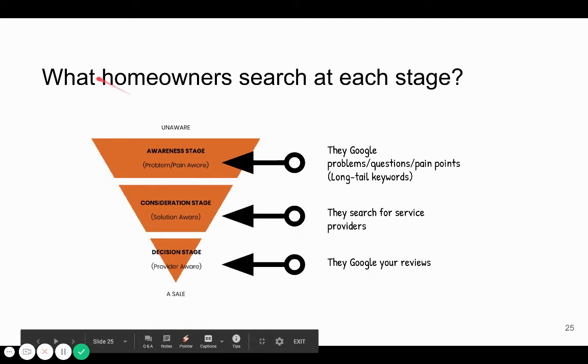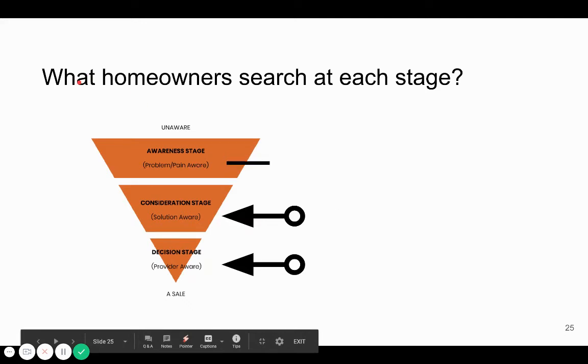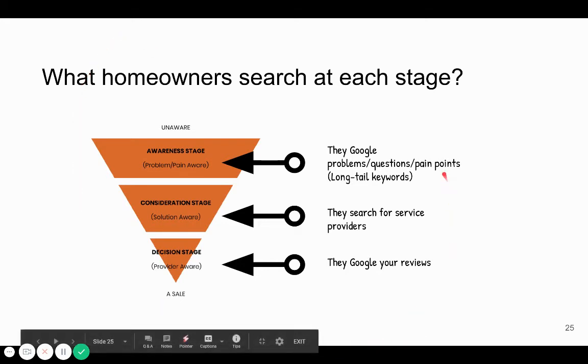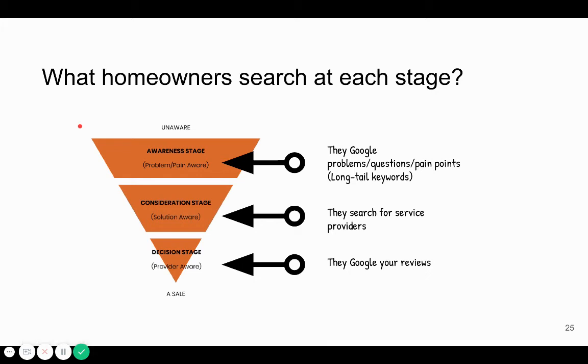So here, this is the basics of content marketing. So we talked about content marketing before, right? So right now we are getting to the basics of content marketing, and good content marketing. The good content marketing basics are good basics for SEO. So what do solar homeowners search at each stage, right? And this is called mapping the buyer's journey.